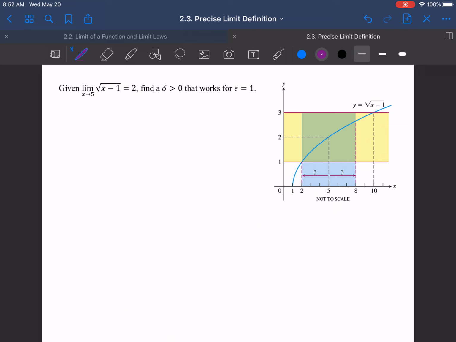All right, so let's try one of these. Here, we're given that the limit as x goes to 5 of the square root of x minus 1 equals 2. Find a delta that works for epsilon equals 1. So here's what we're given. All right, let's label these things.